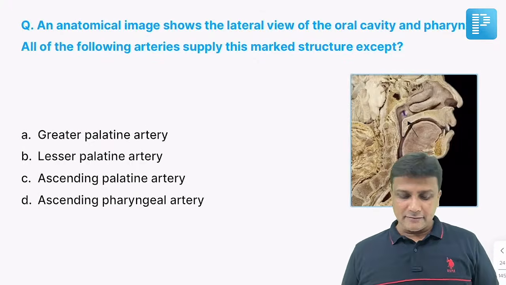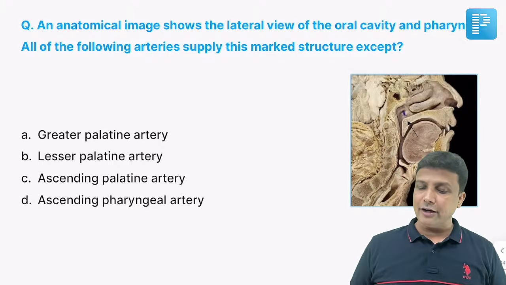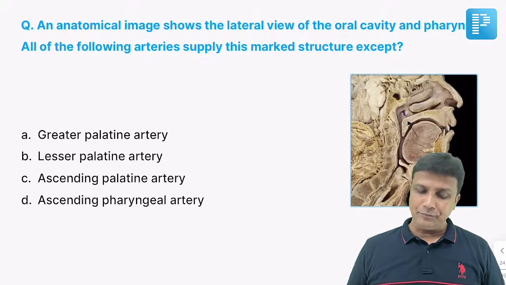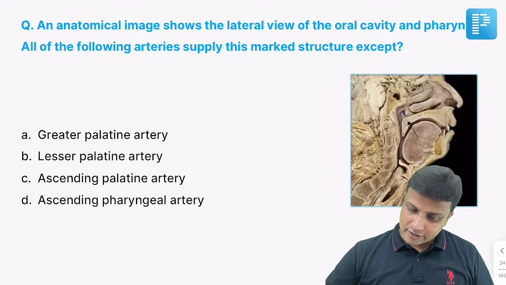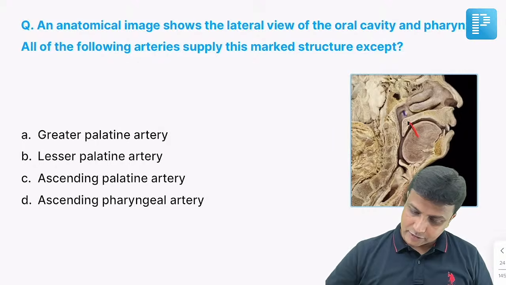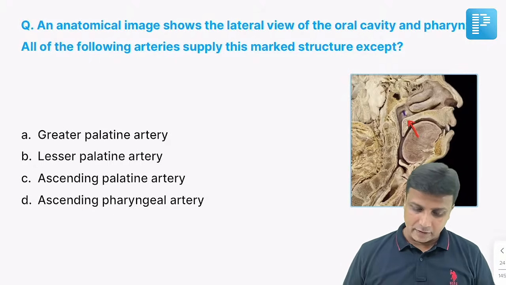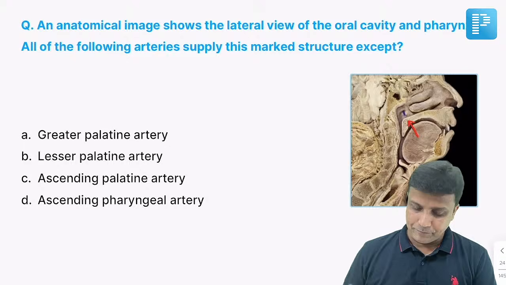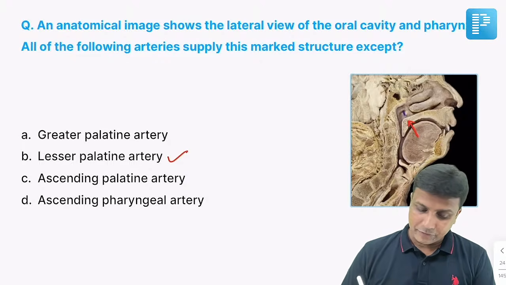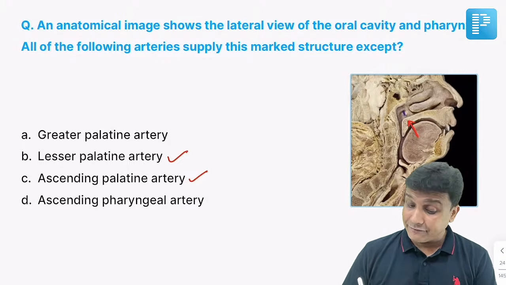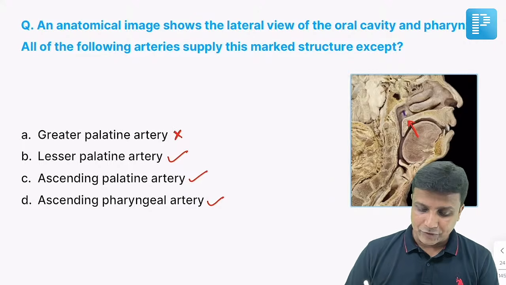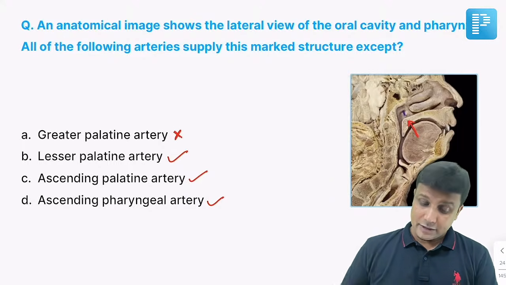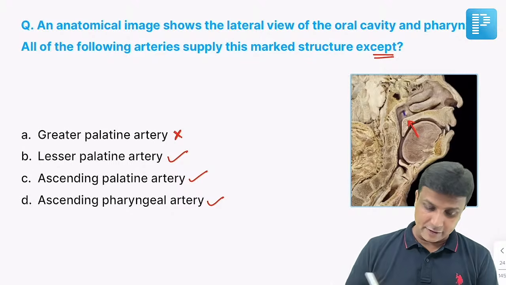Now the next question here: an anatomical image shows the lateral view of the oral cavity and the pharynx. All of the following arteries supply the marked structure except. If you look at this diagram, the marked structure will be the soft palate. It will be supplied by the lesser palatine artery as well as the ascending palatine artery, and even the ascending pharyngeal artery, but not the greater palatine artery. They're asking you except, so the correct answer here will be option A.